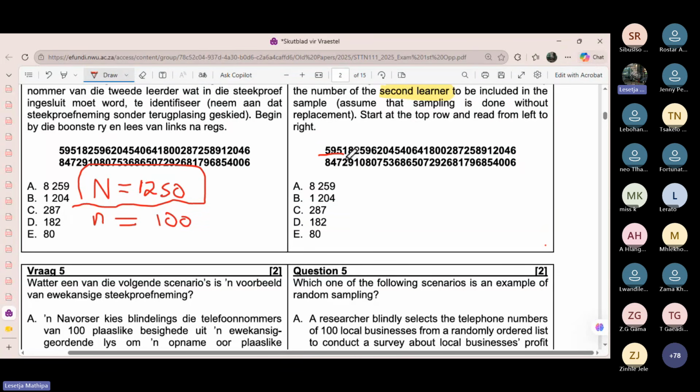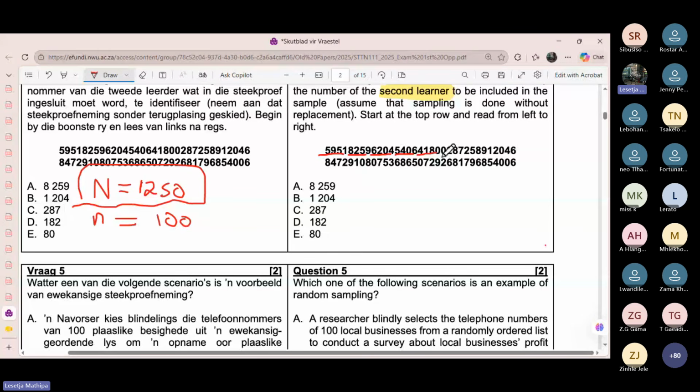Then it's 8,259. Even this one is more than our population, so we're not going to count this one. Then now we have 6,204. It's more than, so we're not going to count this one. Then we have 5,406. 5,406 is more than our population. Then we have 4,180. It's more than our population.